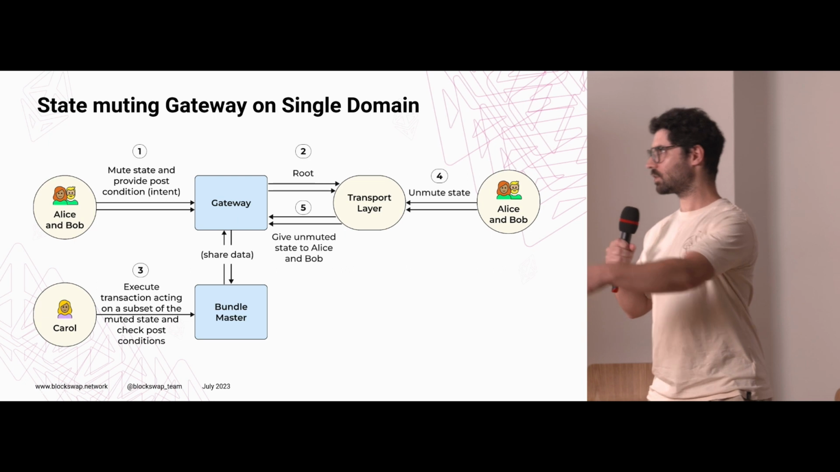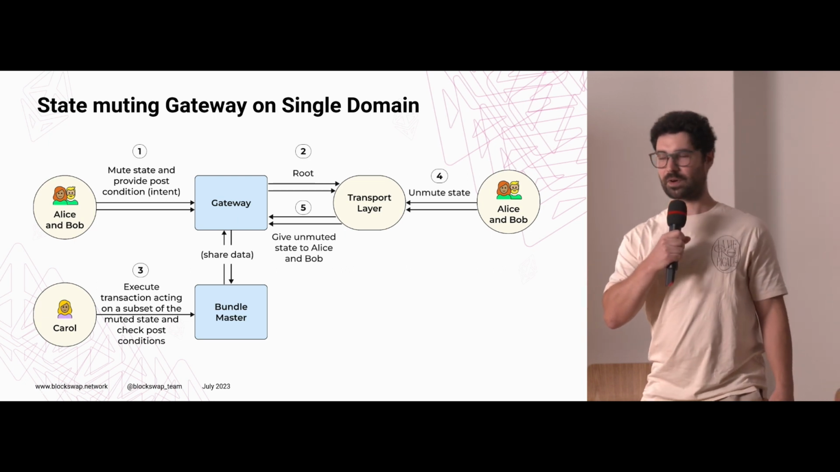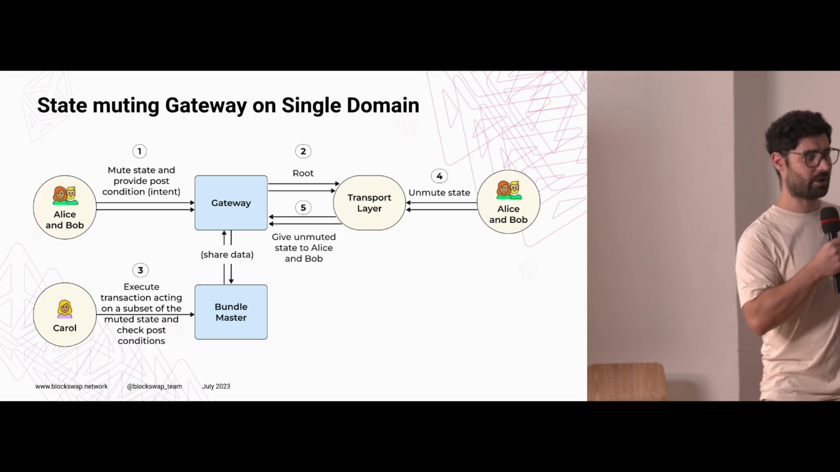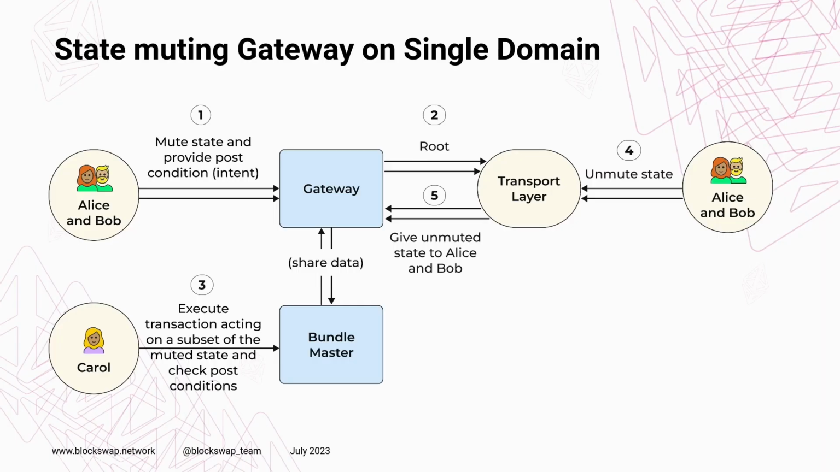I want to get into some more complex examples of what we can use the gateway kernel for. In this example, I have Alice and Bob, who want to mutate some state and also provide some post conditions on the state, which is essentially saying that we will lend the gateway this state as long as those that are using my state satisfy these post conditions afterwards.